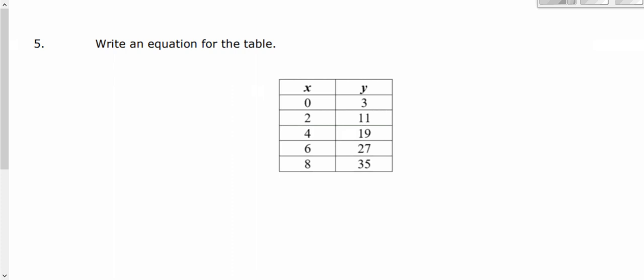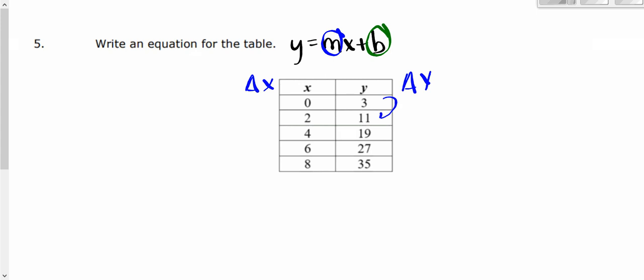Number 5, write an equation for the table. So I need y equals mx plus b, the form I'm going to write my equation in, meaning I need to find my slope and my y-intercept. So beginning with our slope, I'm going to find my change in y, change in x. I can pick any 2 points. So 3 to 11 is plus 8, and 0 to 2 is plus 2. So 8 over 2 is 4. So my slope is 4.